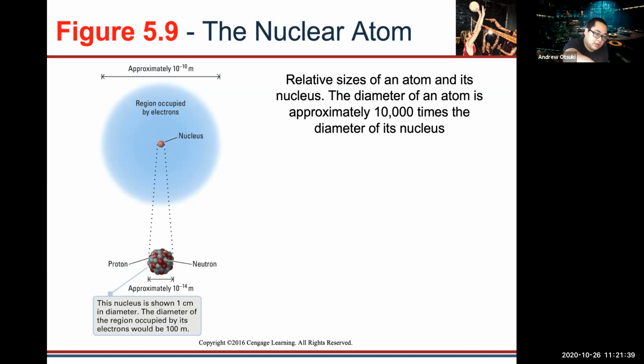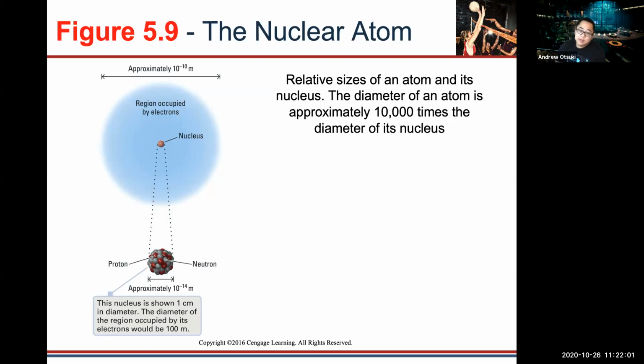You see here the region around it is the electron cloud, and that's where electrons occupy. They dimly occupy it. We'll talk about how they occupy the space around the nucleus, but this picture just shows that relative to the whole atom, the nucleus is very, very small.